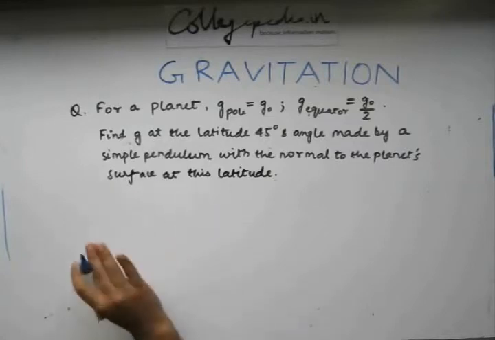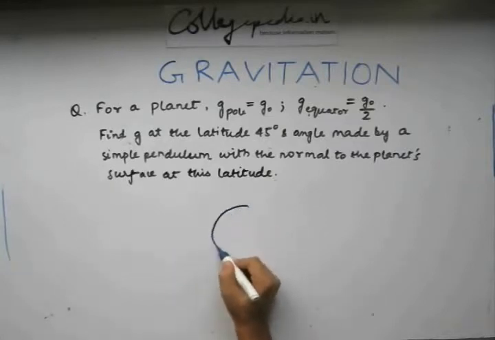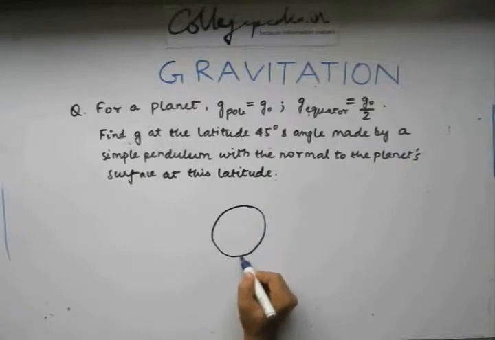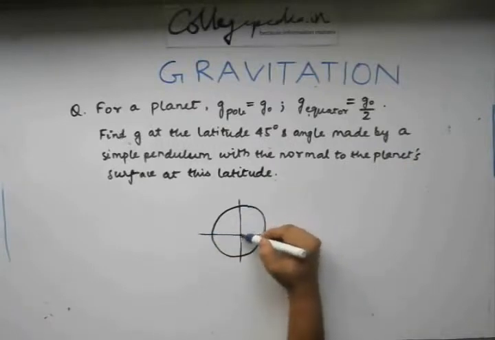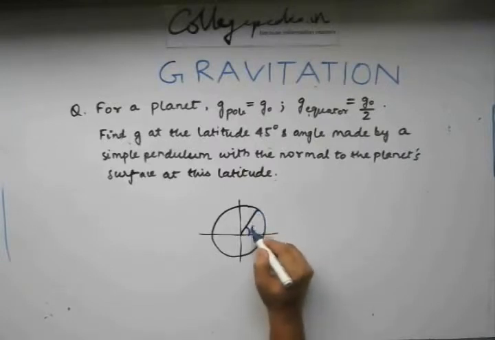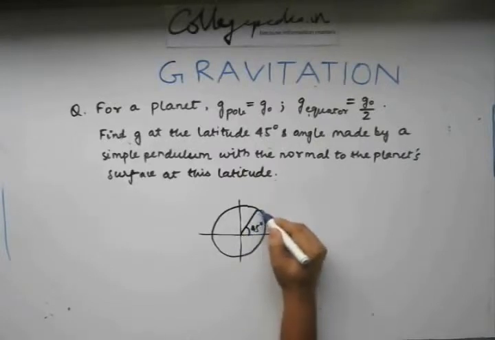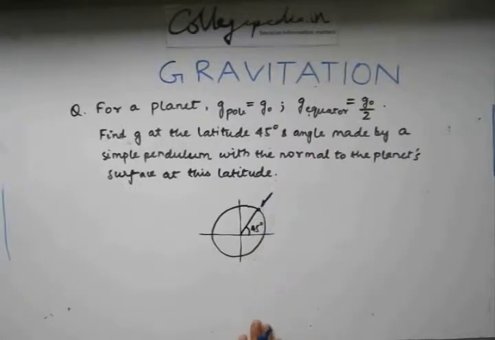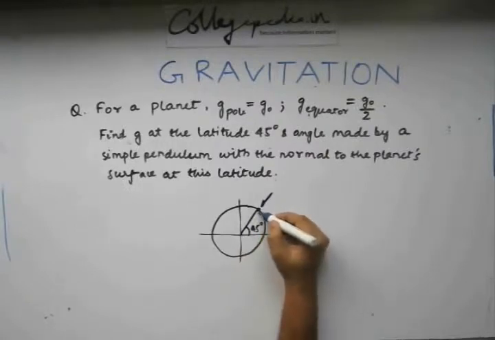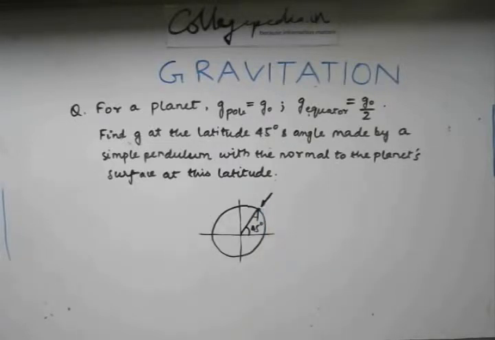So this question is divided into two parts. If this is our planet and say these are the axes, we need to find out g at this latitude. g is nothing but the acceleration in this direction. As well as we need to find out the angle a pendulum would make with this normal had it been brought here. The information which is provided is this.